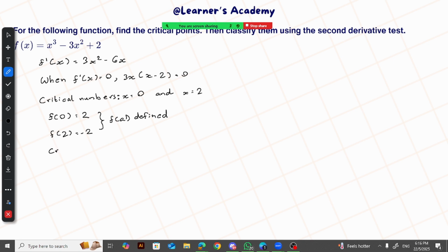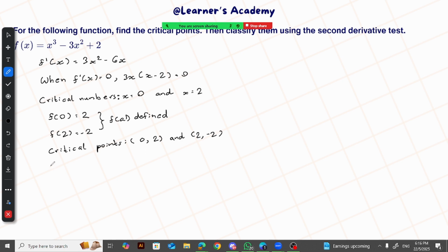So the critical points are (0, 2) and (2, negative 2). Okay, we have found the critical points. Now we have to classify whether it's a maximum or minimum.